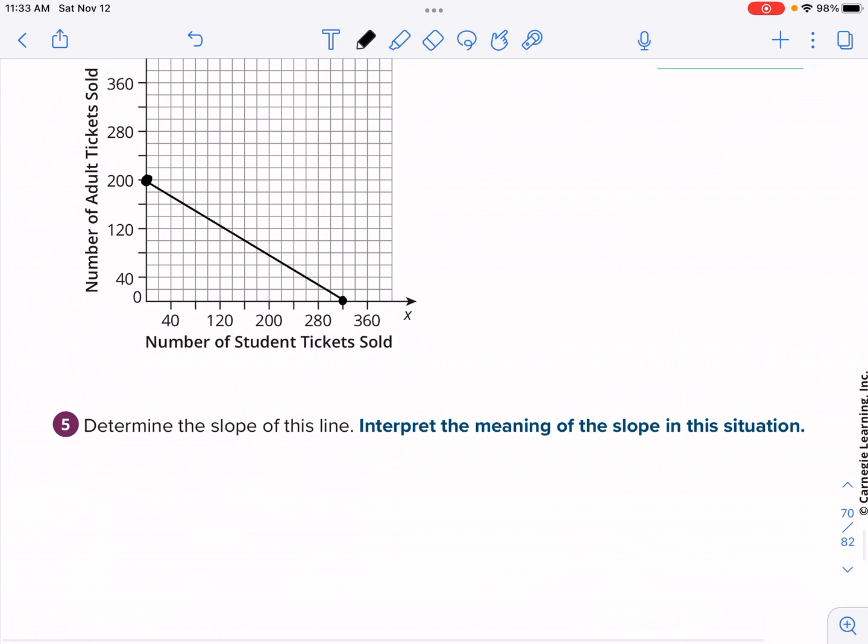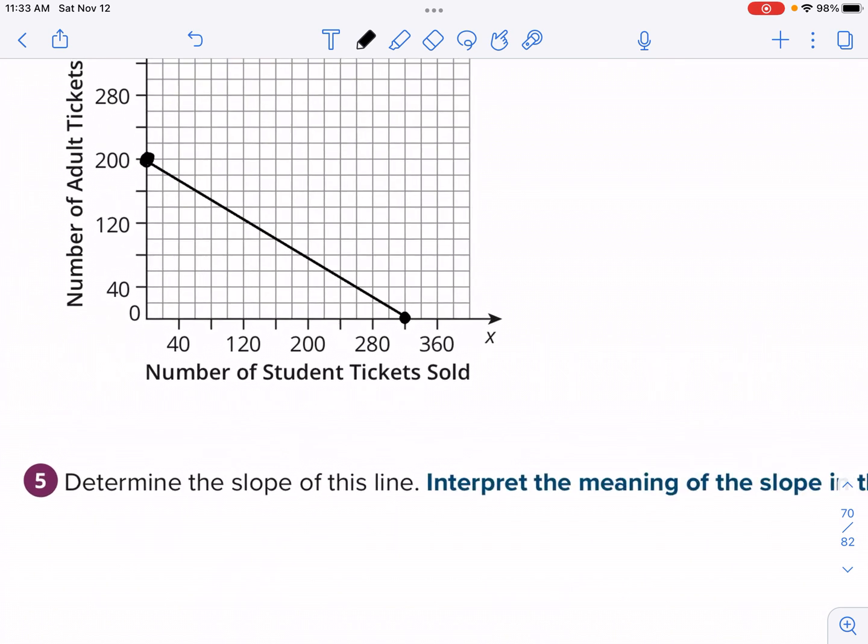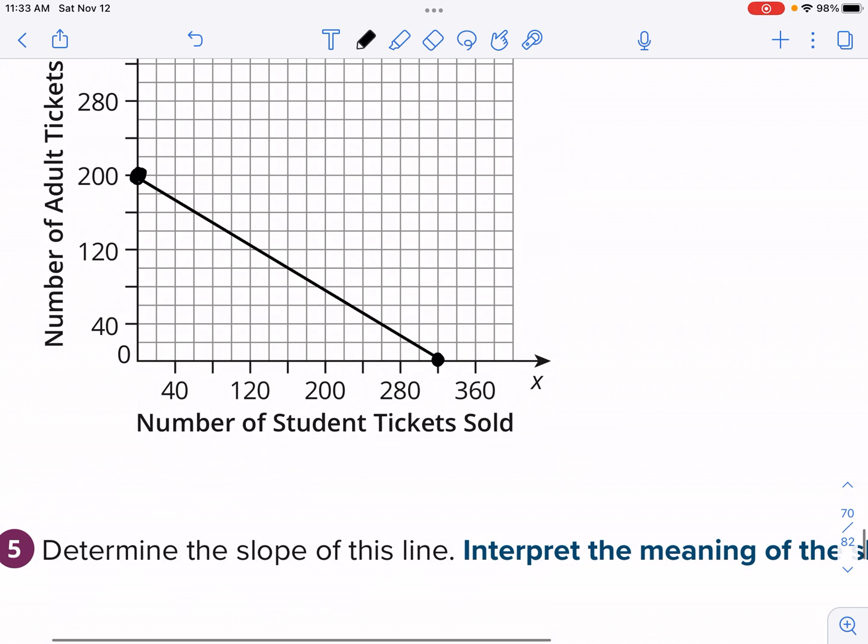Number 5, determine the slope of the line. We can use any point here. We can find the rise and run. I could use the 2 points that I have, but I see that it crosses this point here. So what if we go down and to the right? What is this going by? This is 80. So this is going down 40. And this is going to the right. That is 80. So this is 60. One second. Okay, 40, 60.